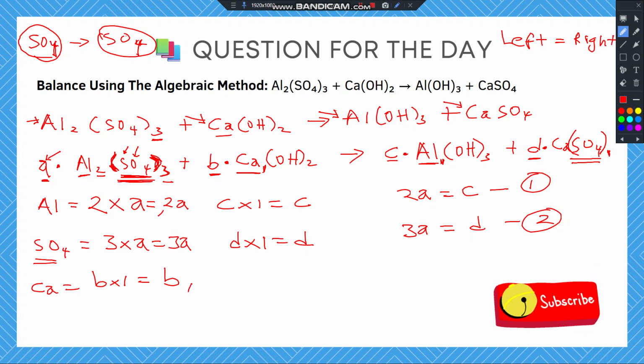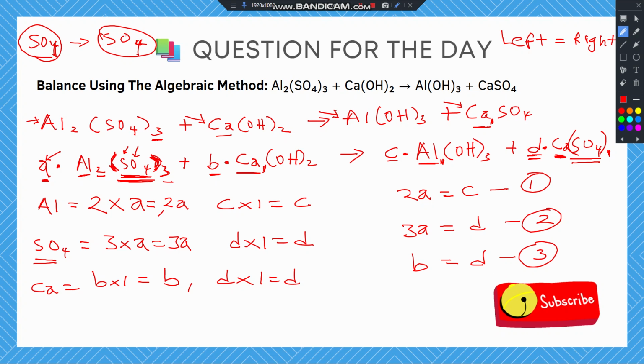And on the right hand side, you can see calcium appears over here. Calcium has no subscript, or its subscript is 1, and then its coefficient is this letter D. So we have D multiplied by 1, which is D. So for the third equation, equating the left side, which is B, to the right side tells us that B is equal to D. This is the third equation.